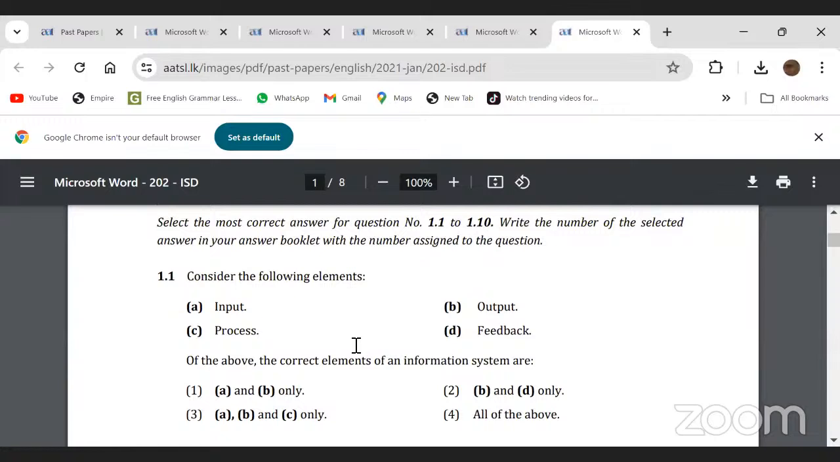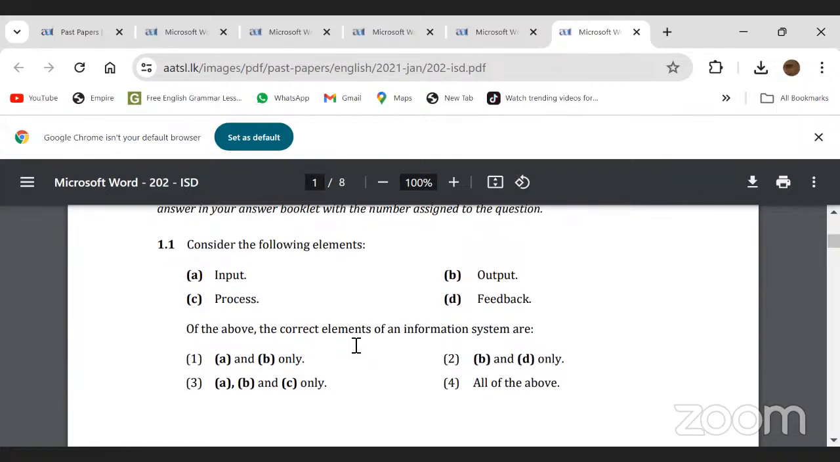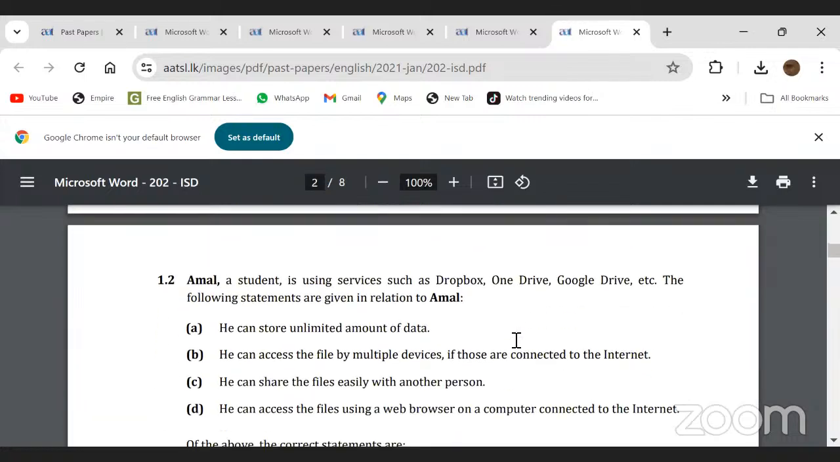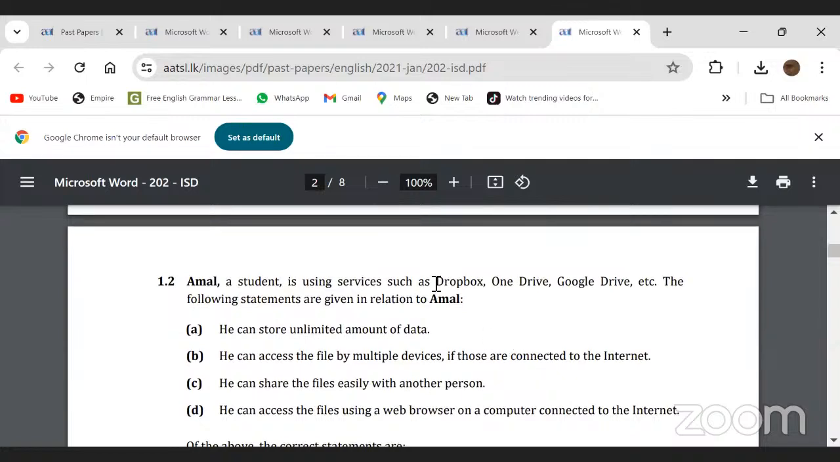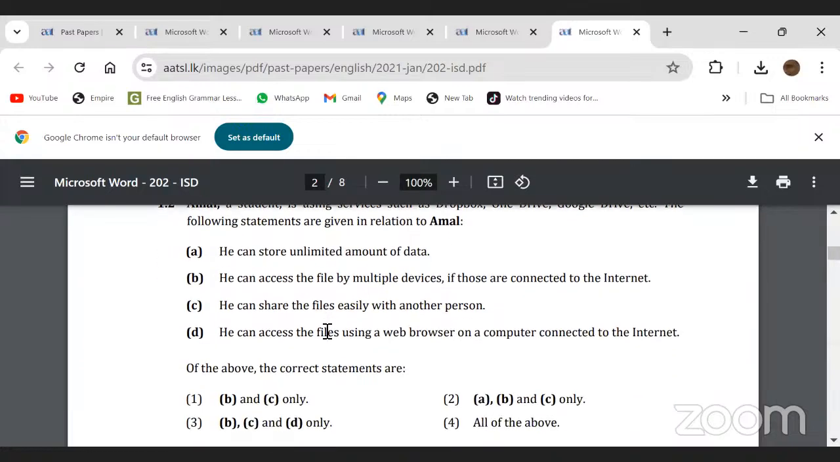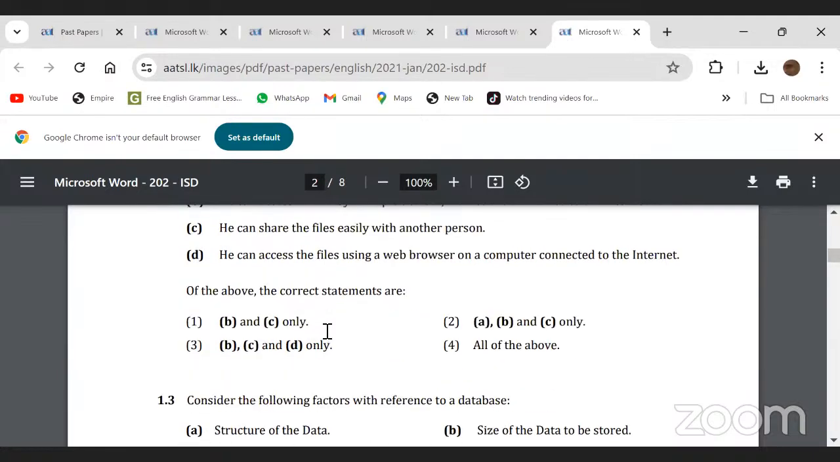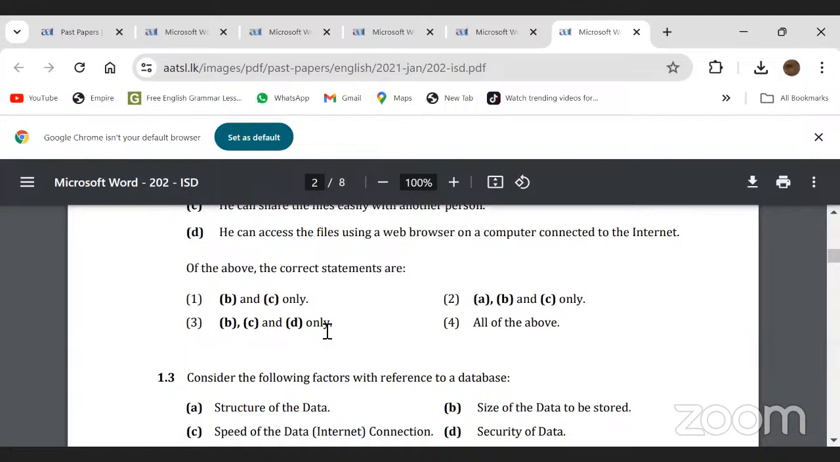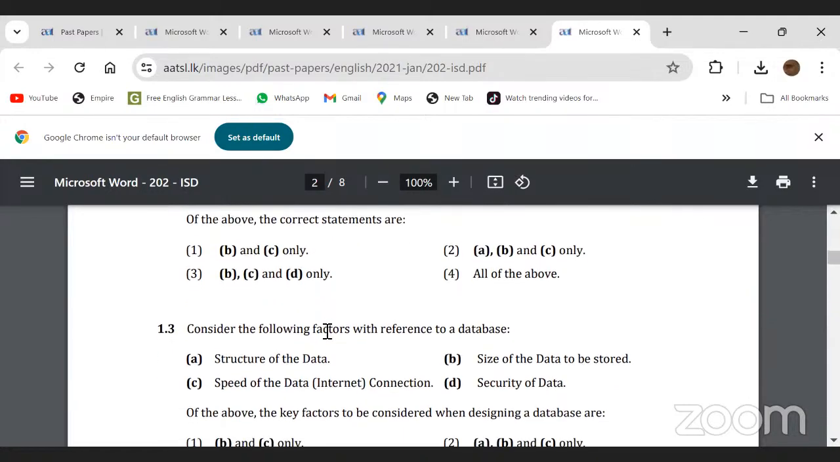We'll see the first section. Consider the following elements: input, process, output, and feedback. Of the above, the correct elements of information systems are, right? And Amal is a student. He is using Dropbox, OneDrive, Google Drive. The following statements are given related to Amal, and you have to select certain ones. This is actually some general knowledge, some from the syllabus.